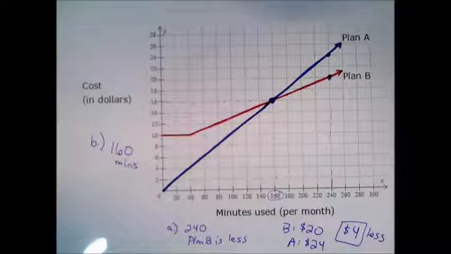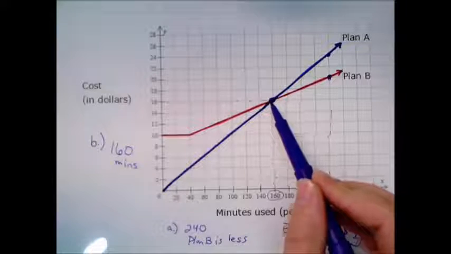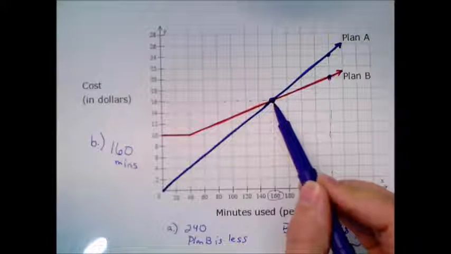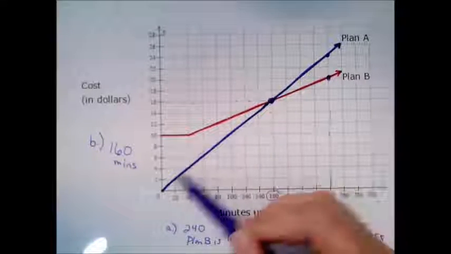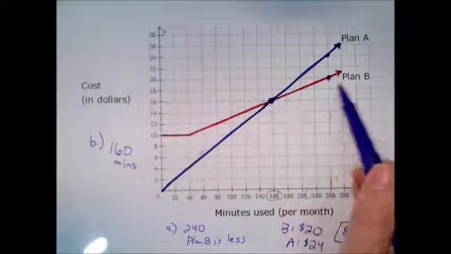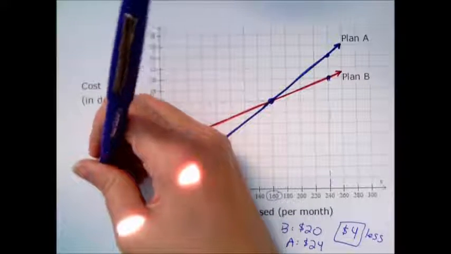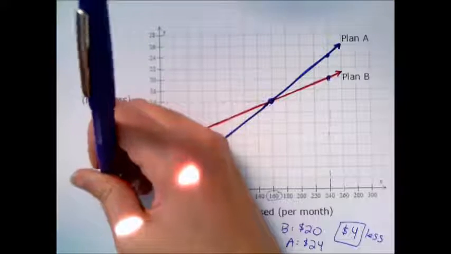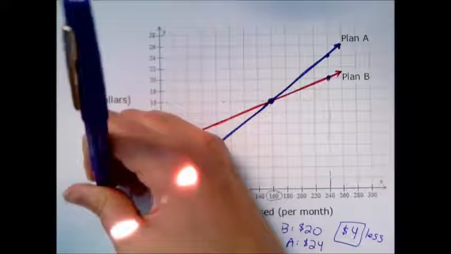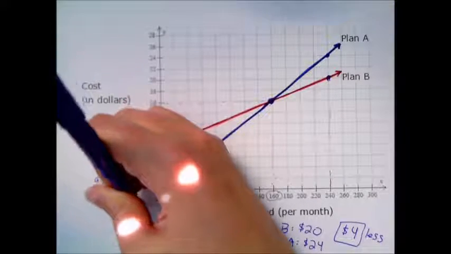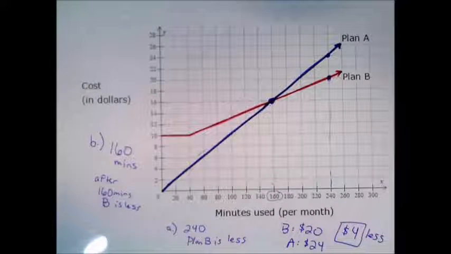Then they say if time spent on long distance calls is more than this amount, which plan is less? So see how before 160, like here's where they break even, the blue one is less, so plan A is the cheapest up to 160. After 160, so after or more than 160 minutes, then B crosses over to being less.